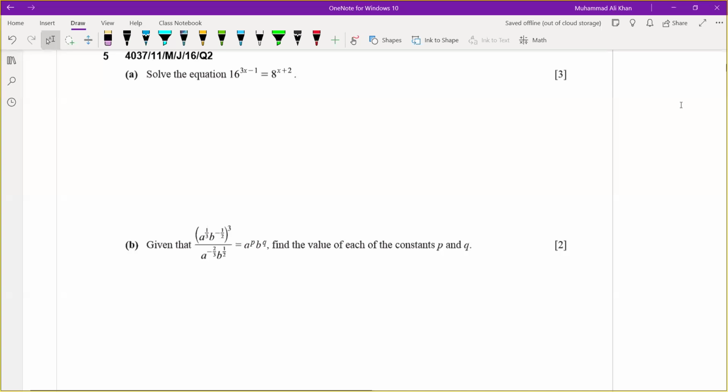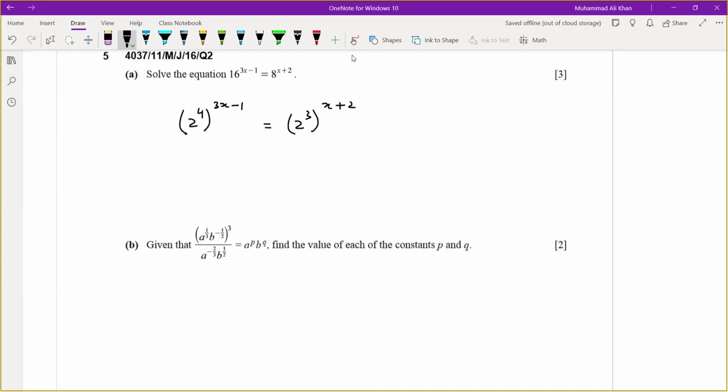Now what we have in this question number 5, solve the equation. Again, we have to solve the equation. First, we have to convert the whole equation into the same base. 16 को हम लिख सकते हैं 2 2s are 4, 4 2s are 8, 8 2s are 16, 2 power 4. 2 power 4 whole power 3x minus 1. And for 8, 2 cube whole power x plus 2.